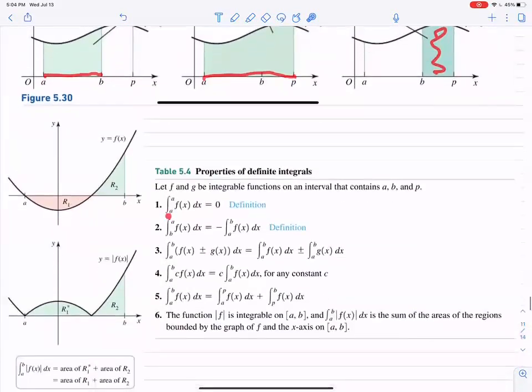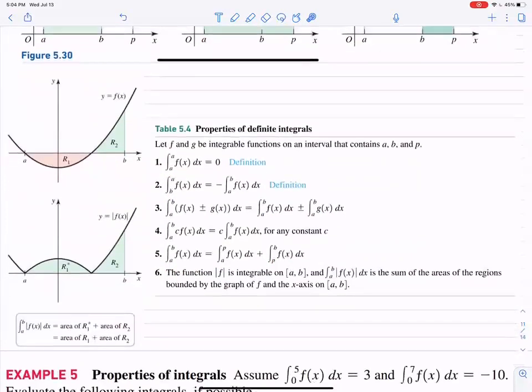Some other properties, this is by definition, this is also by definition. Remember, we can add or subtract integrals. We can pull out constants. So all those things from indefinite integrals still work. And then we can split up areas. And then the integral of an absolute value function. So this is important. For instance, if we had a function like this, with a negative area and a positive area, the integral of the absolute value function is instead you add the area of the positive. So you make this R1 positive and add it to R2. And so it's the sum of the areas of the regions bounded by the graph and the x-axis. So instead of subtracting areas, you just add areas.